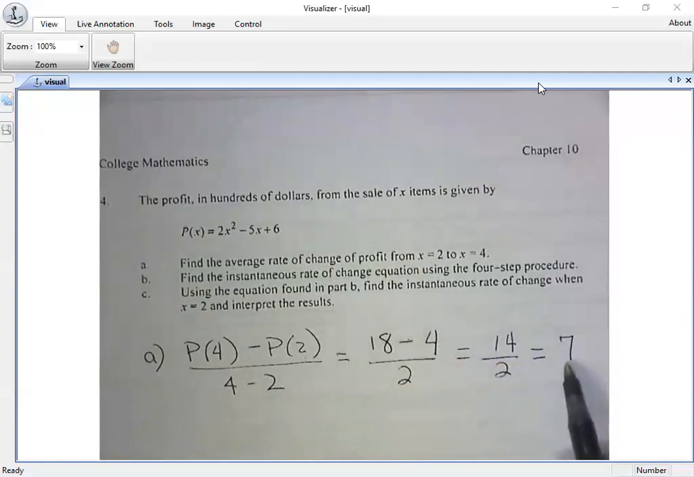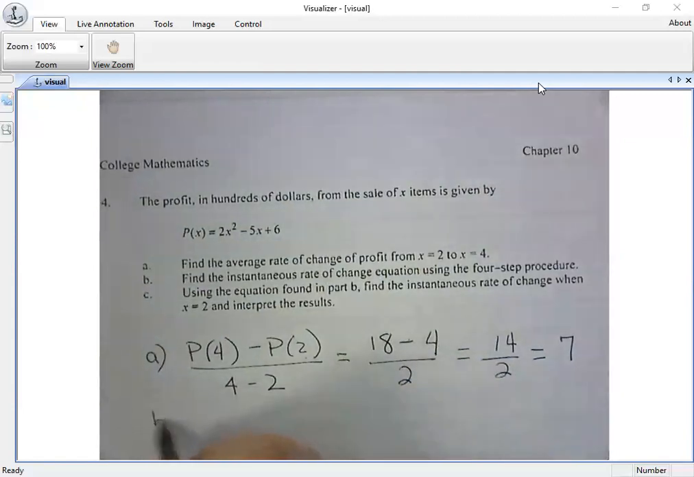Now, here's what I'm noticing. Is this number positive or is it negative? If I'm talking about a change in my profit, is a positive number a good sign? Yes, if it had been a negative number, that would have told me my profit went down. This is telling me my profit's going up. Okay, so that's good. Now, B.